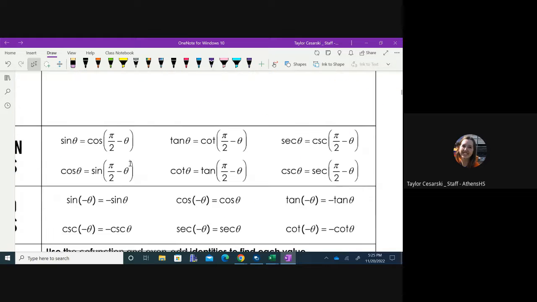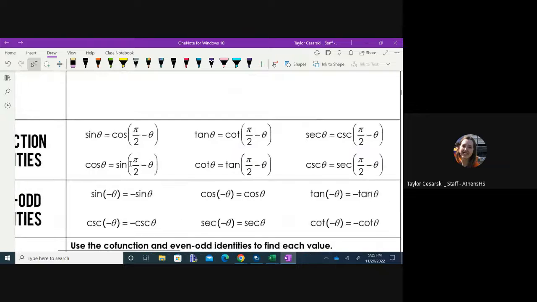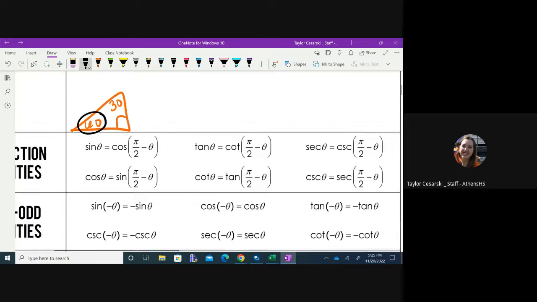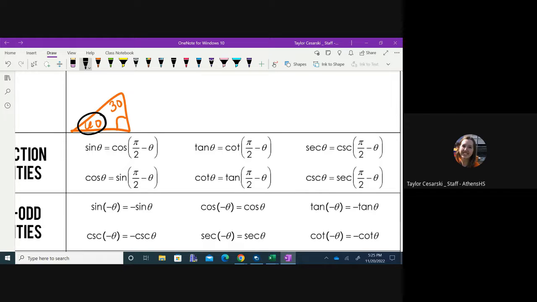All right, so then we have the cofunction identities. How to kind of think about this is if you have a 30, 60, 90 triangle, the sine of 60, for example, right here, is equal to the cosine of pi over 2 minus 60. Remember, pi over 2 is just 90 degrees. So it is the same as cosine of 90 minus 60.